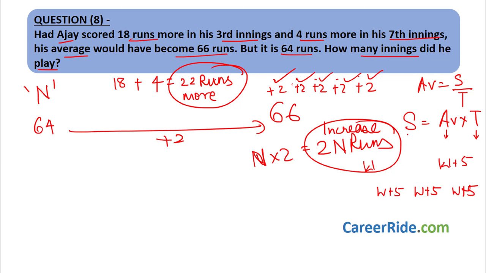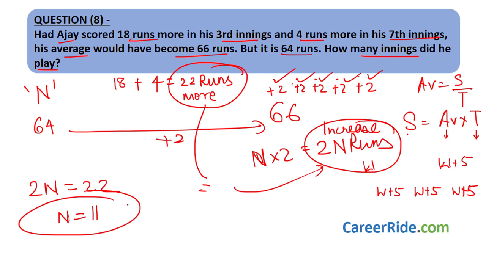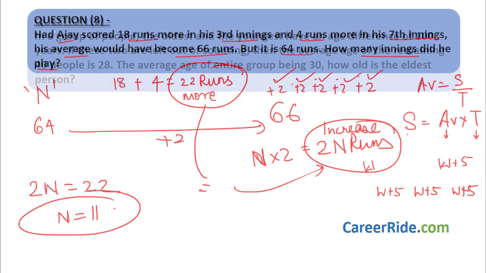But we already know that Ajay scores 22 runs more. Then only this becomes possible, that is the average increases by 2. That means these 22 runs is nothing but these 2n runs, both are the increase. So, 2n is 22, so n equal to 11. N is nothing but the number of innings, so the answer is 11. How many innings did Ajay play? Ajay played 11 innings. Moving on.